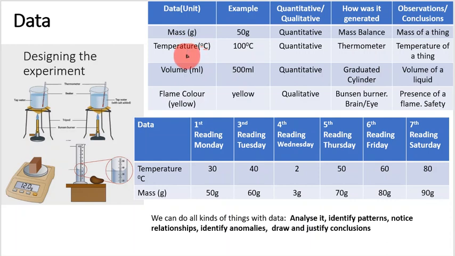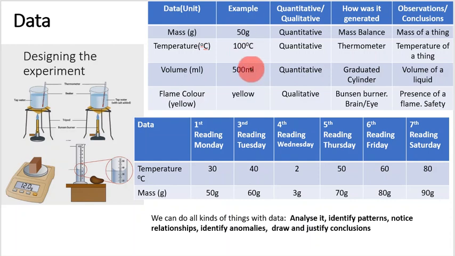Again, if we think about another type of data, we have temperature. Temperature is measured in degrees Celsius. An example of a data point for temperature is 100 degrees Celsius, and we know that's the boiling point of water, the point at which water turns from a liquid into a gas. What type of data is this? Again, it's data in number form. It represents a quantity, so therefore it's what's known as quantitative data.